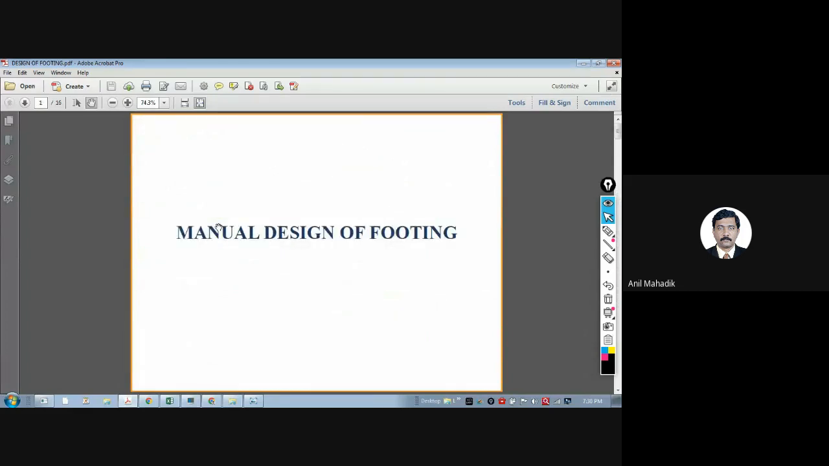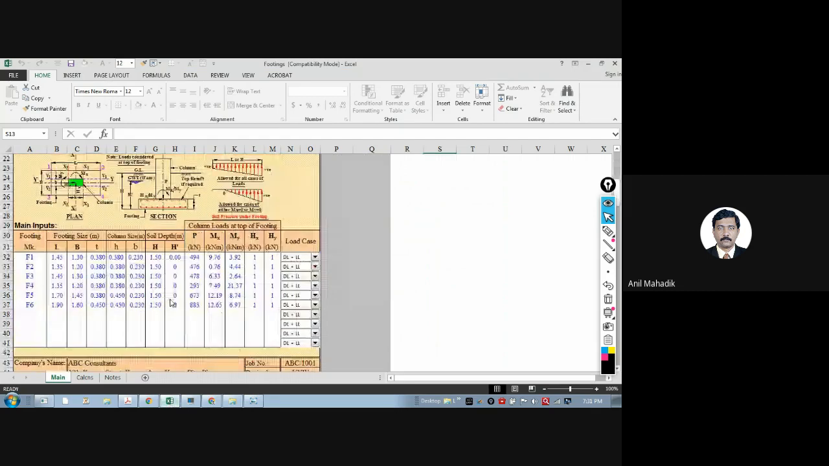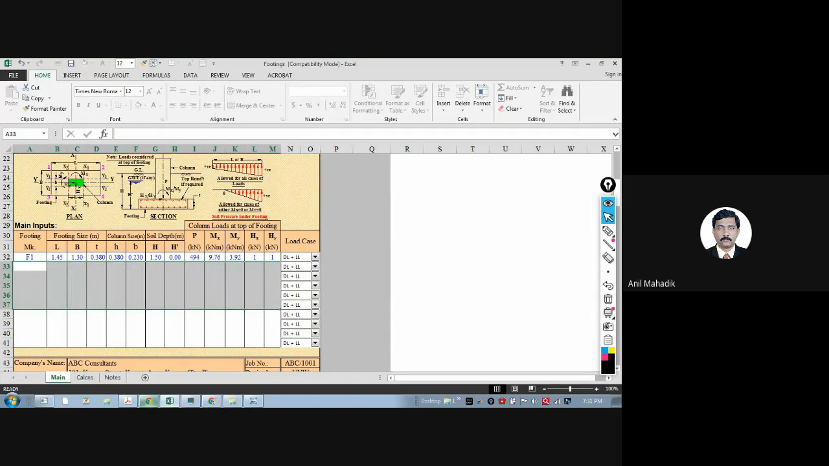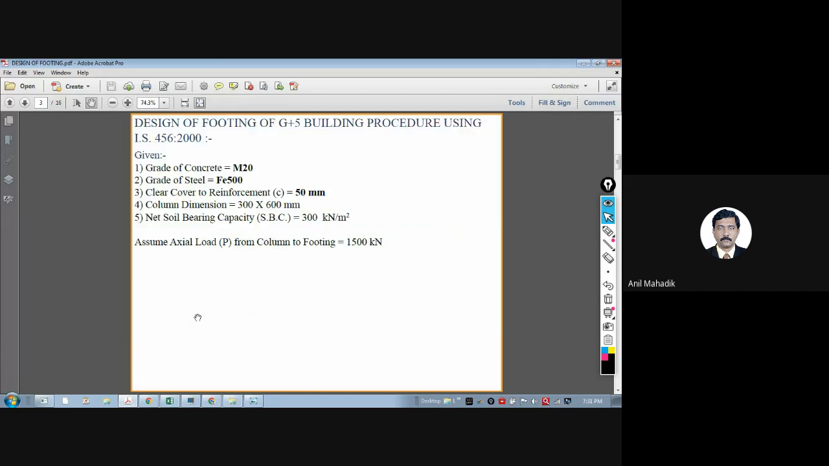And then we will see how to design the footing by Excel programs also. So we have some Excel programs and Excel spreadsheets by which we can quickly design any footing. So that is also there. Okay. So before that, let's start with the manual design of footing concepts. Okay.